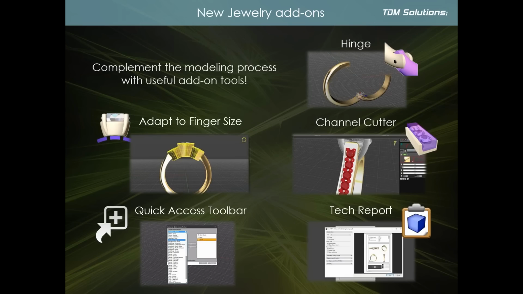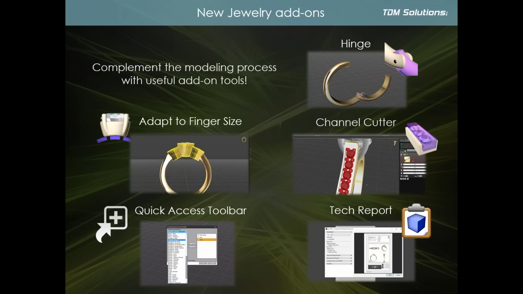Also, we have new jewelry add-ons to complement the modeling process, to complement those jewelry builders or those other tools that we have in RhinoGold, and complete the final piece. So we have tools like Hinge to adapt to finger size. How many times have we designed several objects, and at the end we say, oh, the finger size was wrong. So now you can adapt any object to the finger size, automatically change it.